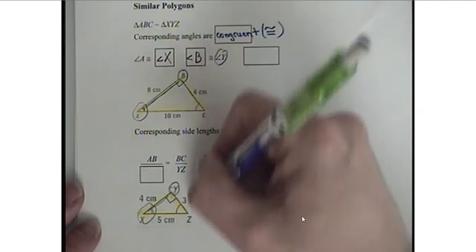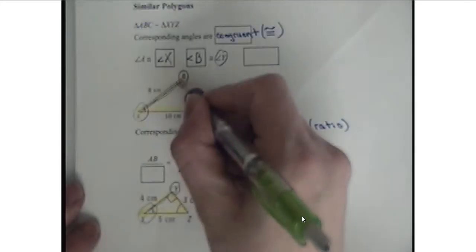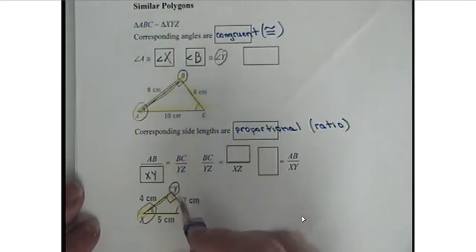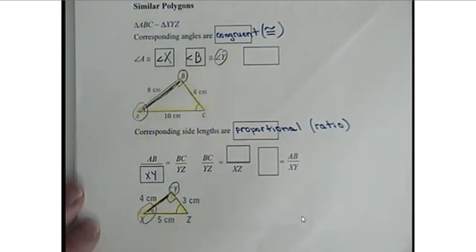If we're talking about corresponding side lengths, it will be this side and this side, or this one and this one. This is what we call side lengths, and normally we write those as proportionals or ratios. So AB will be proportional to XY. AB, this one, is proportional to this one. They're not the same size, but they are proportional to each other.